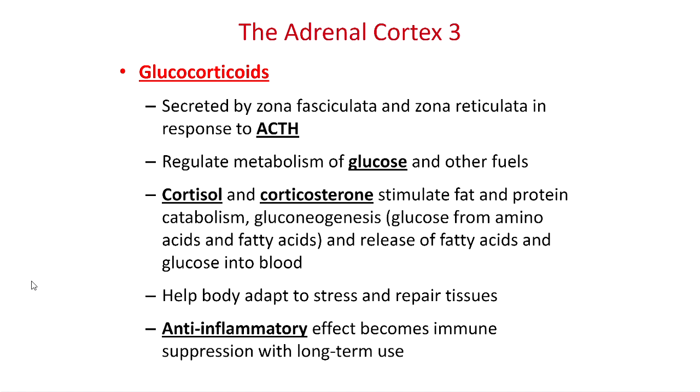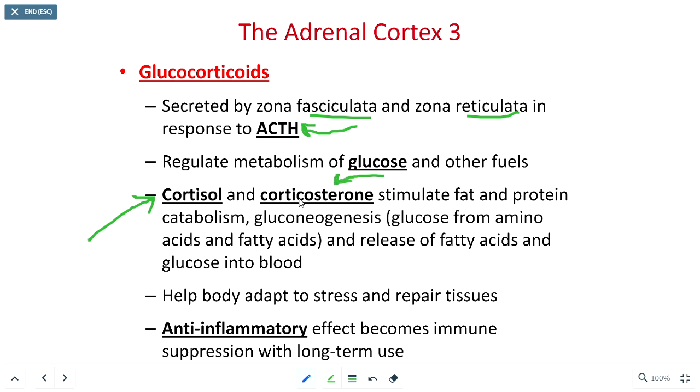We also have glucocorticoids. Glucocorticoids are hormones that are going to control glucose concentrations in the body. They're going to be released by both the zona fasciculata and the zona reticularis in response to adrenocorticotropic hormone. The two most common glucocorticoids are cortisol and corticosterone. That's kind of a tongue twister for me.